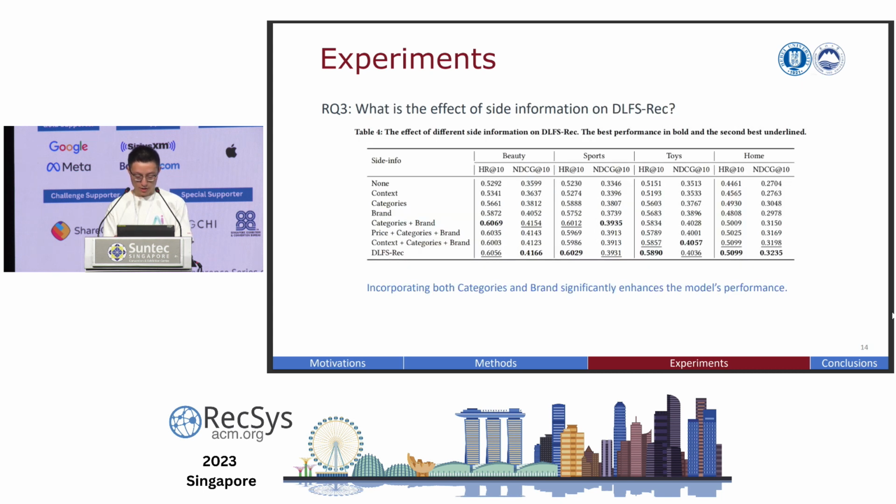Set information plays a crucial role in comprehending user preferences and significantly contributes to the outstanding performance of our model. As a result, we integrate various types of SI into set information into DRFS rec to explore their effects on the overall performance.